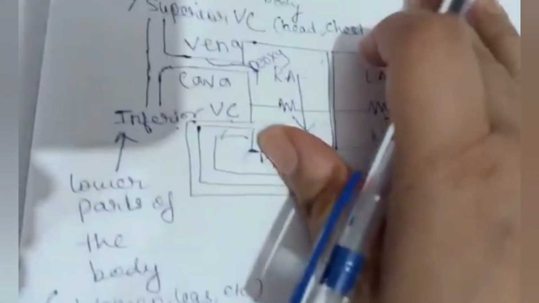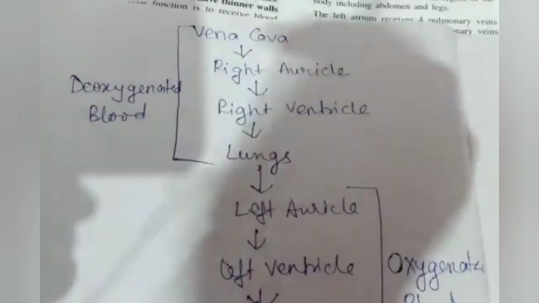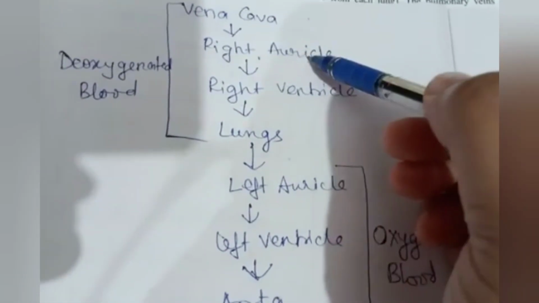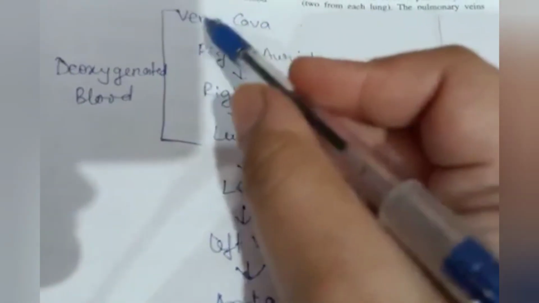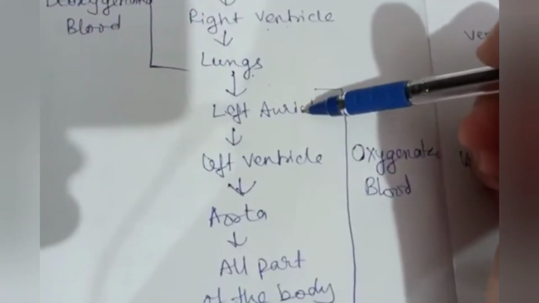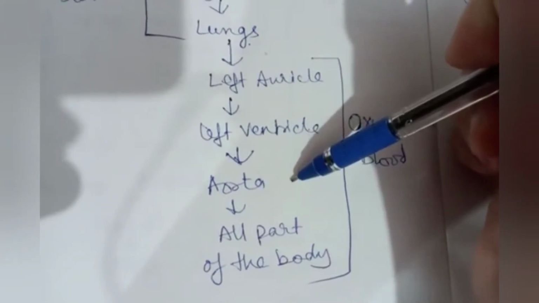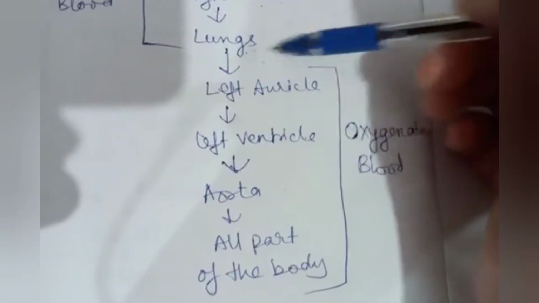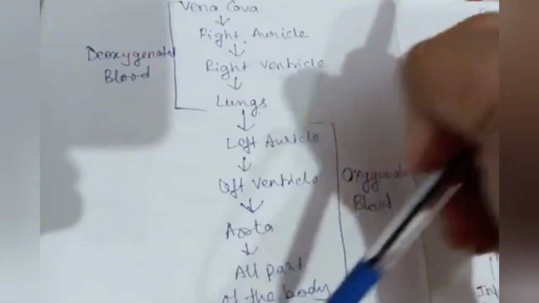If I make a flow chart, it will be easier for you to understand. So if you see the flow chart, from the vena cava it is coming down to the right auricle, from the right auricle to the right ventricle, from the right ventricle to the lungs, and all this is deoxygenated blood. From the lungs it is coming to the left auricle, from the left auricle to the left ventricle to the aorta. Aorta is the largest artery. From the aorta to all the other parts of the body, and this is the oxygenated blood. So this is the entire flow chart.